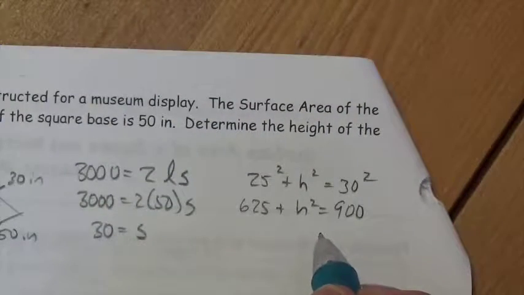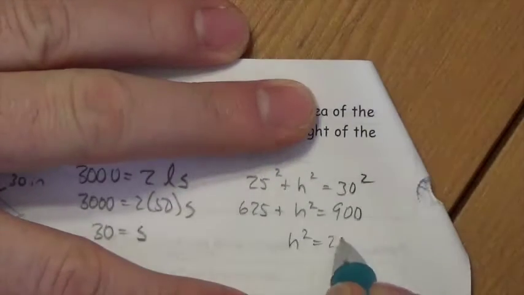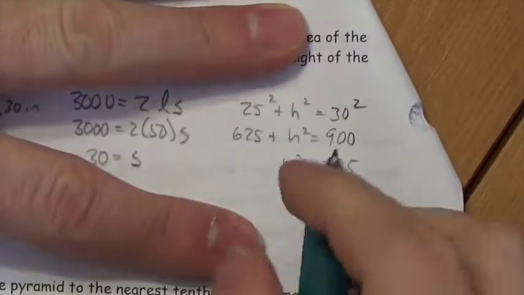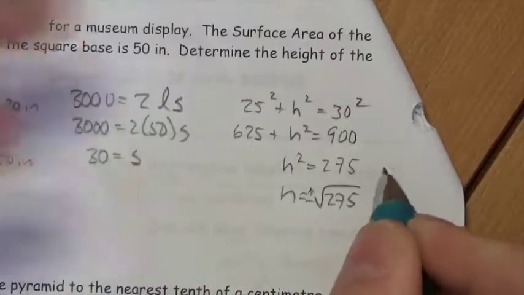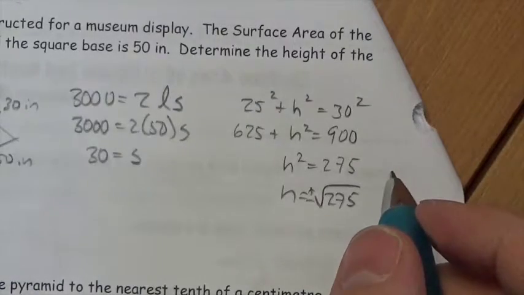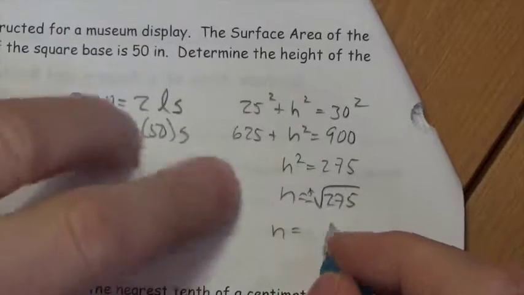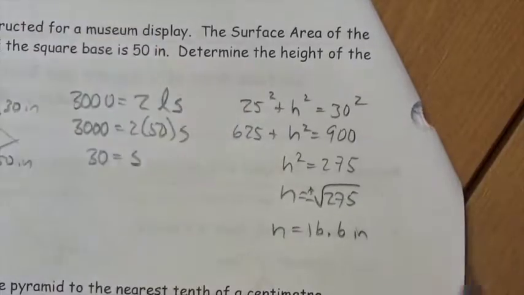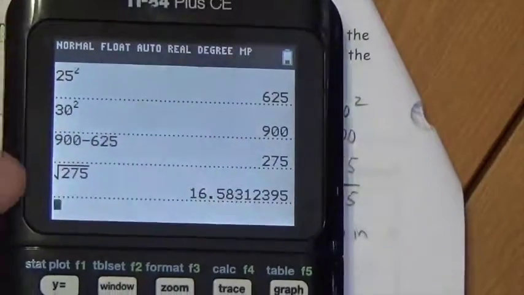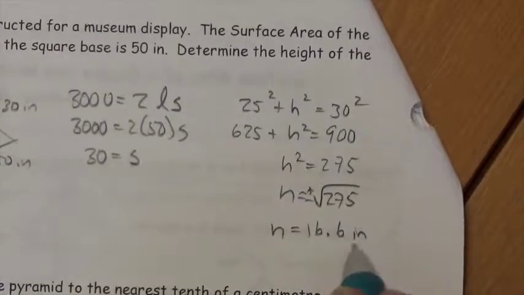Now I'll bring that over, so 900 minus 625 is equal to 275. And now I just need to take the square root of 275. Now this will be plus or minus, however, the negative one doesn't really make any sense in this context here. So we can say to the nearest tenth of an inch, we've got 16.6 inches. That's me on the calculator working that through. The square root of 275, so 16.6 inches is the value that we're looking for.